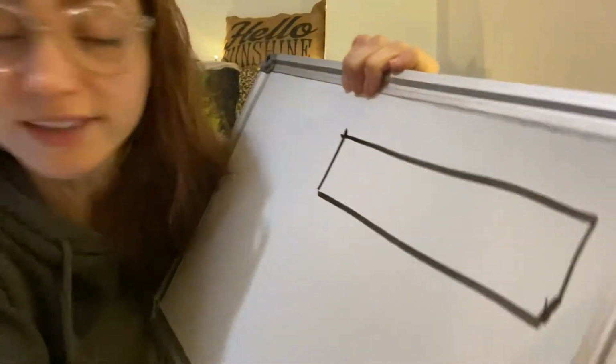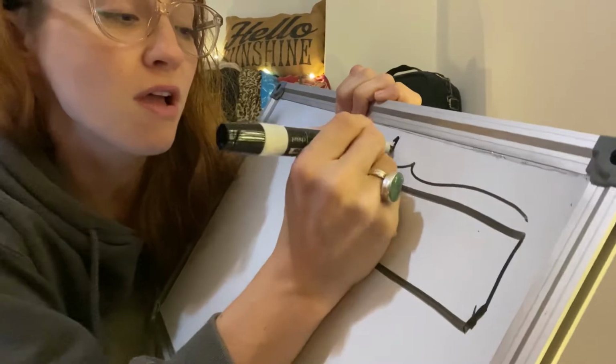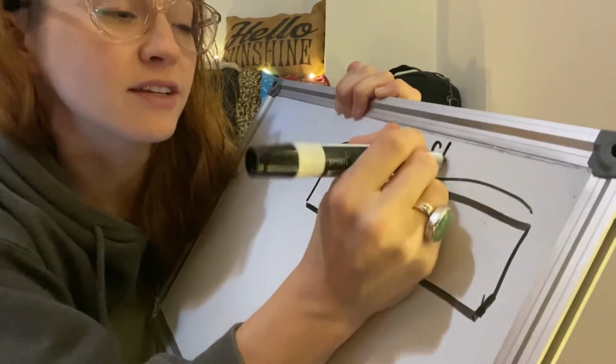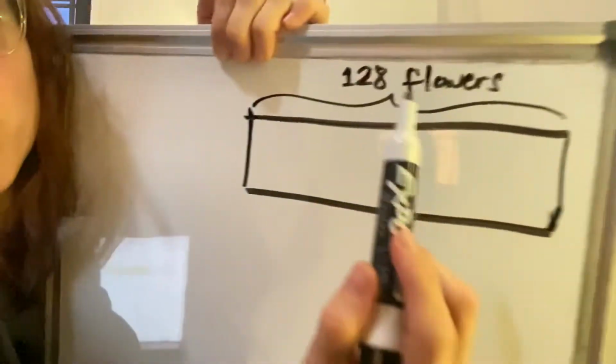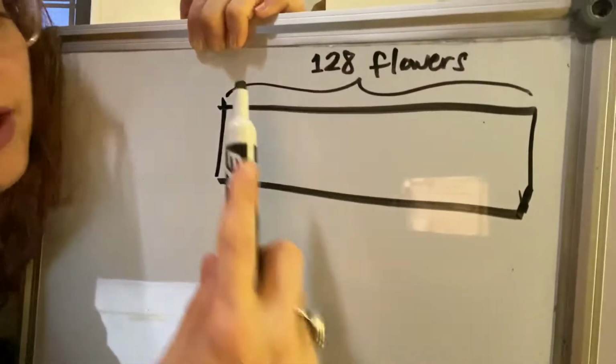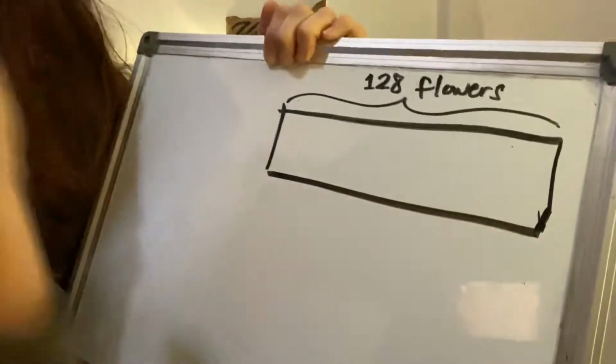Our whole, it says we have 128 flowers. So our whole is 128. And I'm putting the unit as well, just so I know what we're talking about. That's always a good practice. Okay, label your whole on the top of your fraction model.